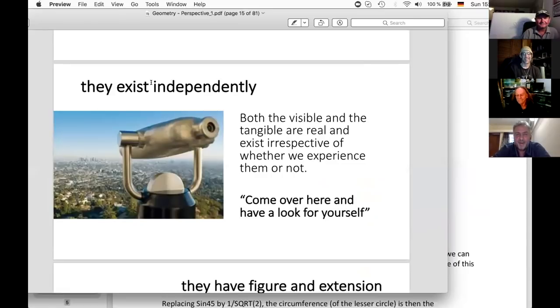Yeah. So a visible and a tangible are both real things. They are both separate mathematical objects of thought, and they are both separate parts of reality that everybody can observe and experience. A tangible will exist whether you look at it or not. And if I was looking down through this telescope and I said to somebody else, come over here and look, they'll see the same visible that I saw. So it doesn't depend on me necessarily.